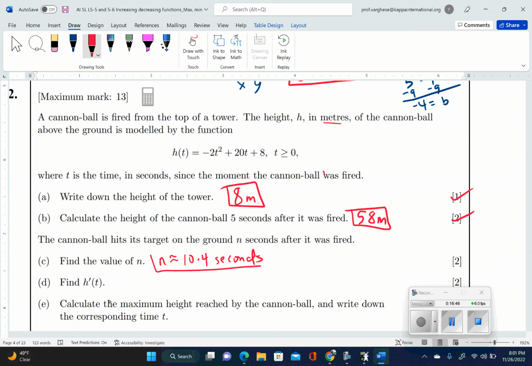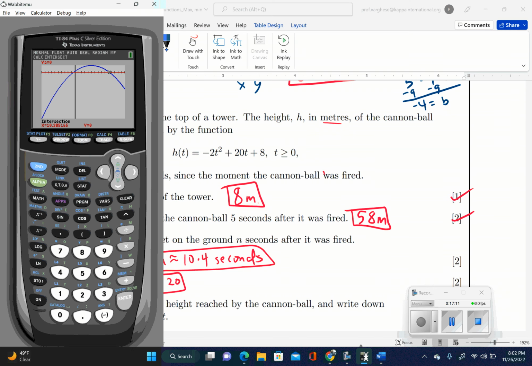Okay, good. Find the value, find h prime of t. So I'm going to derive this. So 2 times negative 2 is equal to negative 4t. 2 minus 1 is 1, plus 20 is my derivative. Boom. Calculate the maximum height reached by the cannonball and write down the corresponding time.